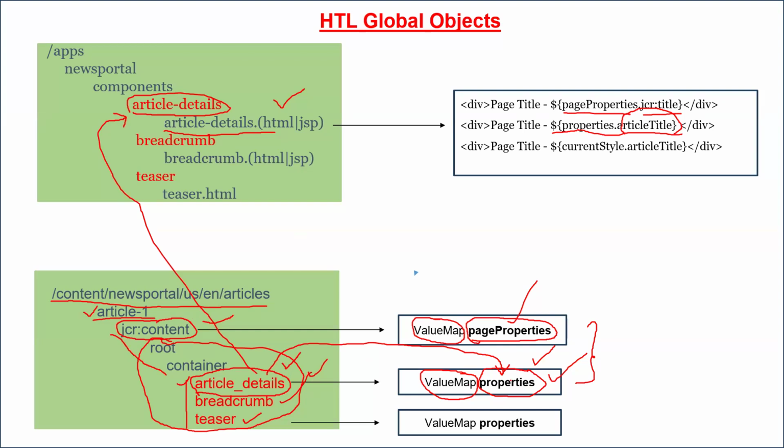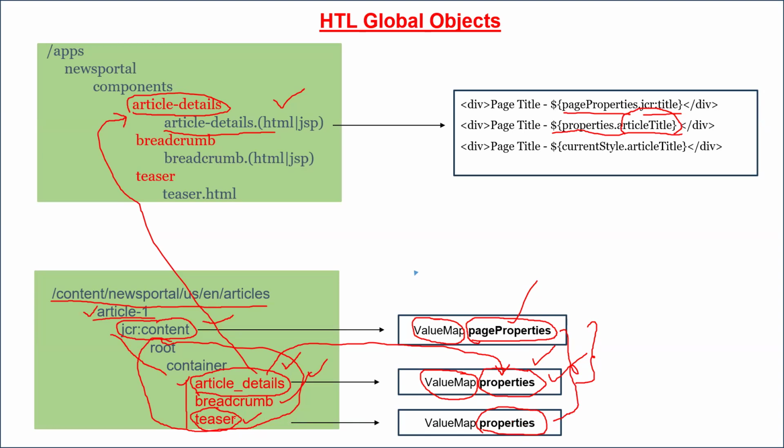While executing article detail, it will create a properties object, and it contains the properties of this article detail content node. Similarly, let's say there is one more content node called teaser, and teaser also contains some properties. While executing this teaser content node, it will generate one more properties object, and this object contains all the properties of this teaser content node. And it forwards this properties object and the page properties object. So the page properties object is common across all components of the page. In addition to that, it will forward the properties also.